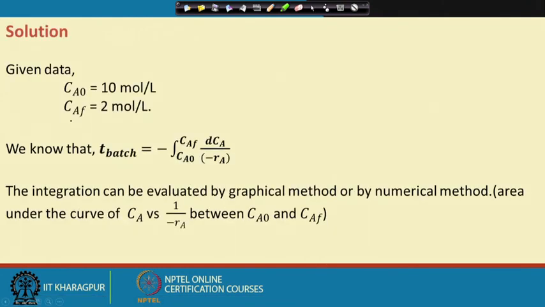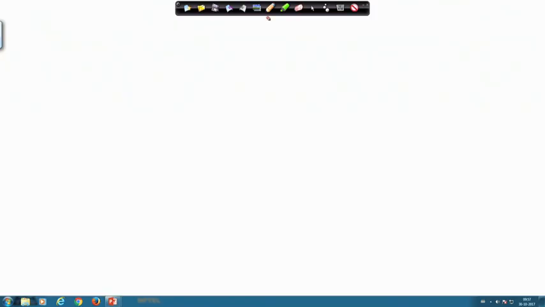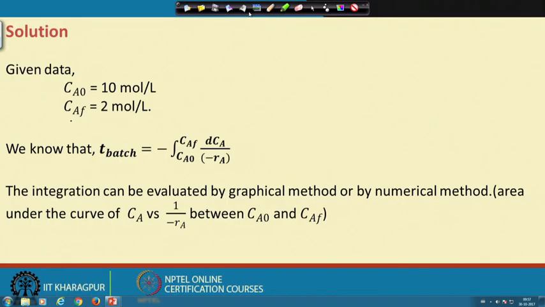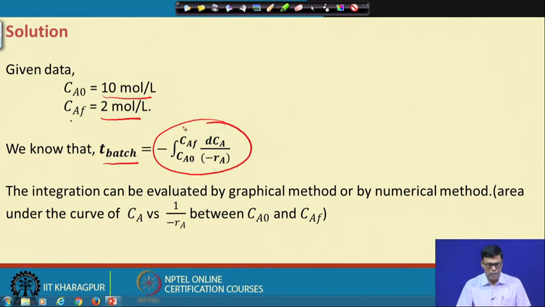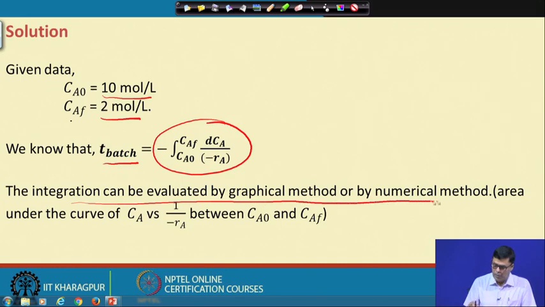So, in this problem, what is given is CA0 is 10 moles per liter and CAF is 2 moles per liter. Am I right? And the batch time, as I showed you, we calculated like this: dCA by minus RA, from CA0 to CAF.